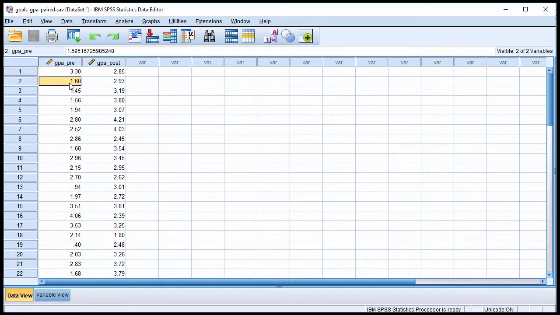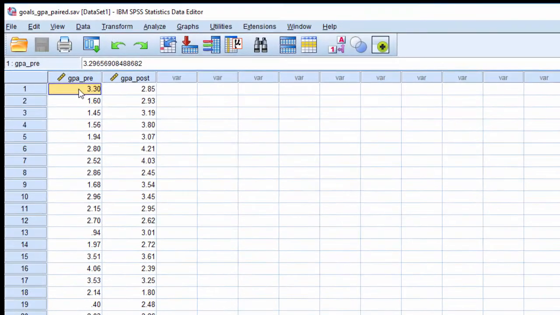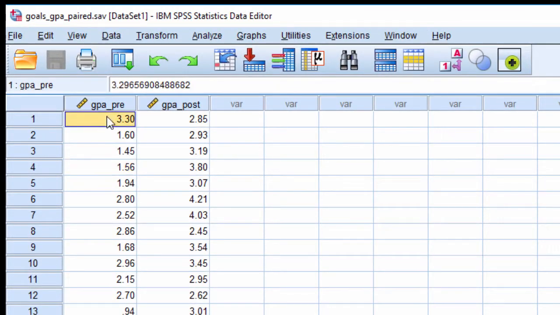In this study, GPA was measured earlier on in the academic year, so that's called GPA pre, and GPA is measured on a continuous scale. And then GPA post is the academic performance of the students who underwent the goal-setting training program later in the academic year. And the hypothesis is that the average GPA is going to be larger post in comparison to pre.